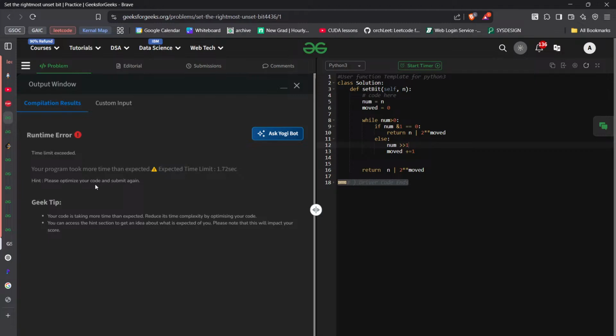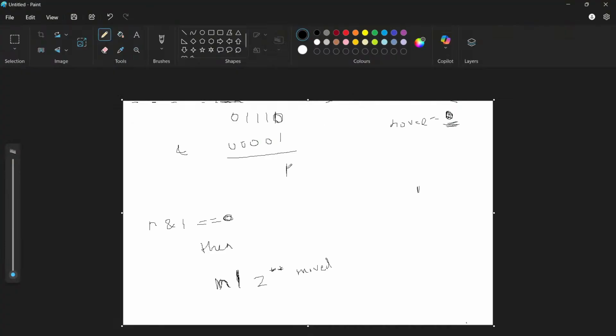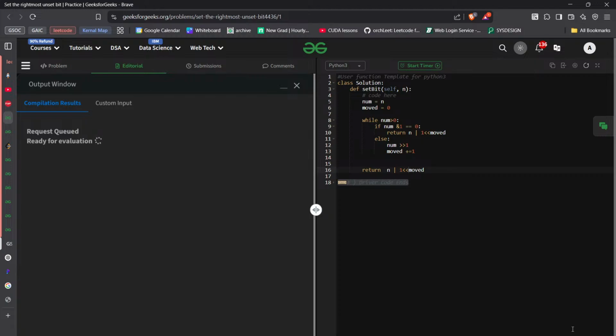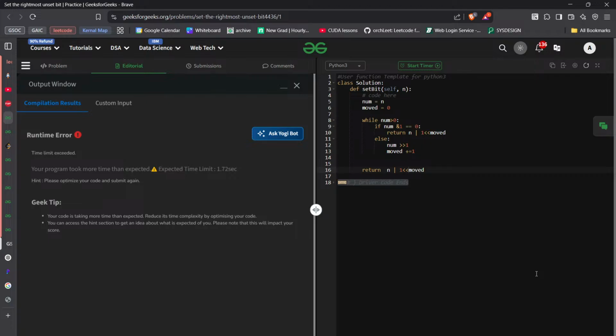Time limit exceeded. Please optimize your code and submit again. Is it because of this? Let's look at the editorial. Wait, I'm ORing with 2 power mode. Instead of 2 power mode, I'll just do, what is this? This is 1 moved to 0 places. This is 1 moved to mode. Is this working?